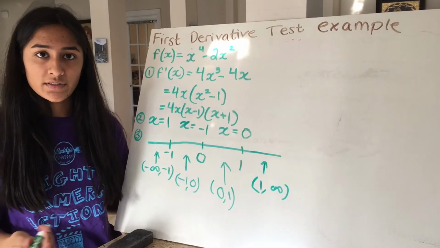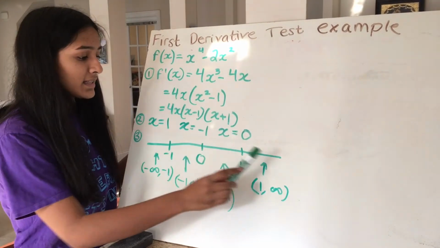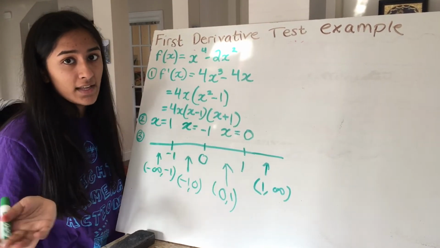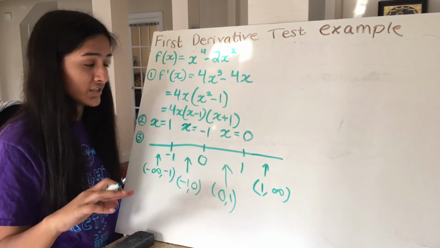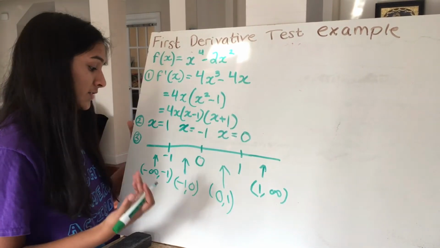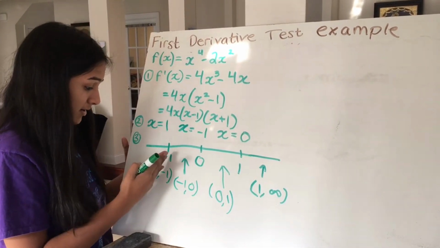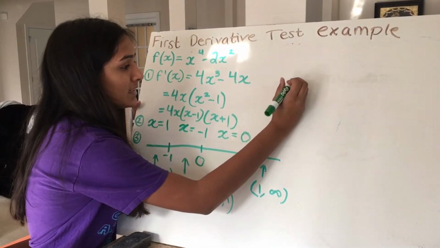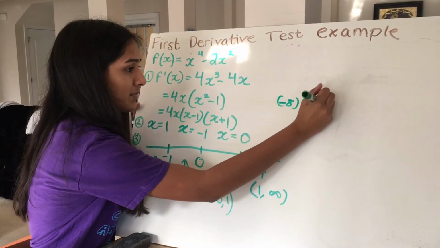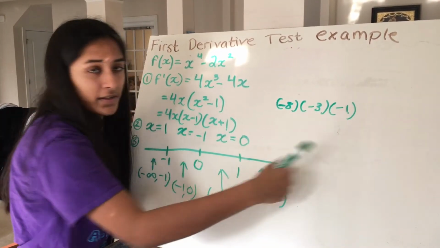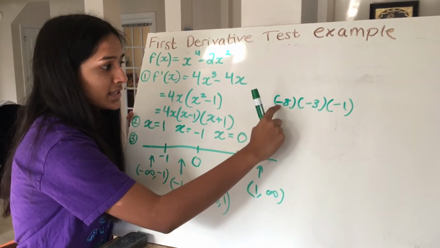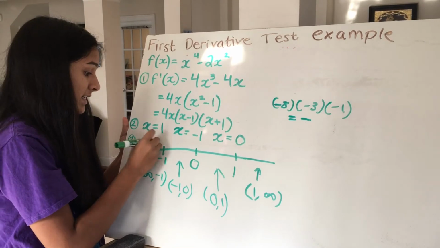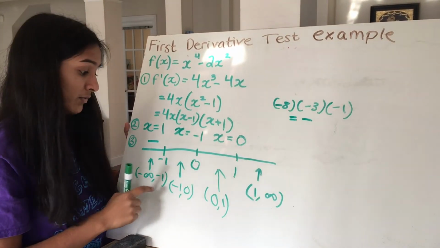So what we're going to do is plug in random numbers between these intervals into the derivative to find if it's negative or positive, meaning decreasing or increasing. So for example, a number in this interval would be -2. So we're going to plug it into the equation to get -8 times -3 times -1. Numbers don't matter, only the signs. So we see that it's negative, negative, negative, and that equals negative. So it's decreasing from -∞ to -1.